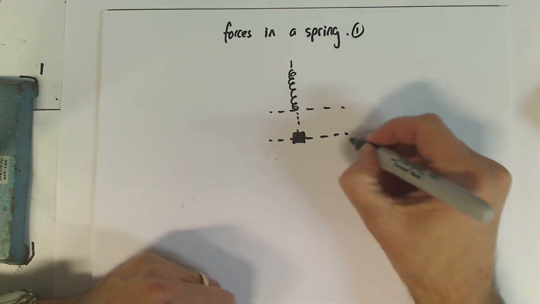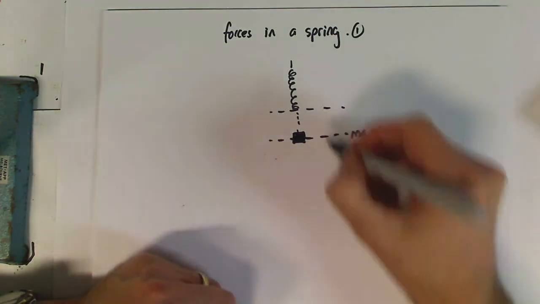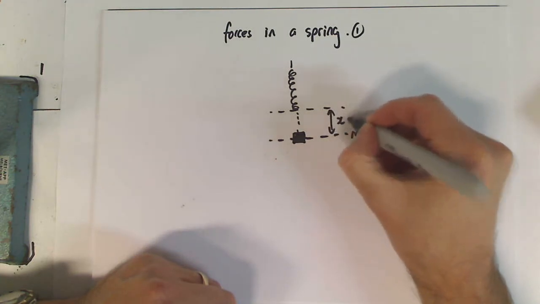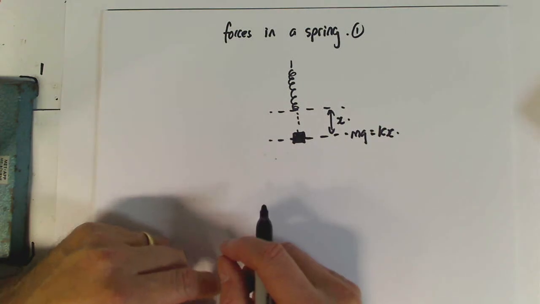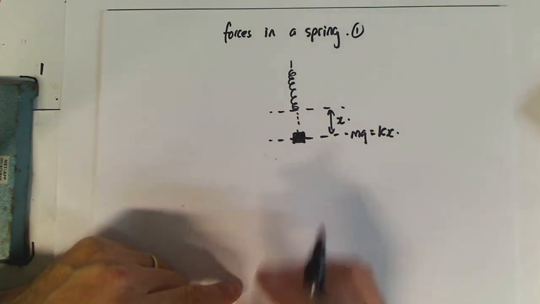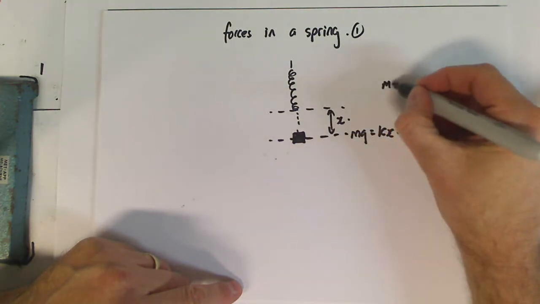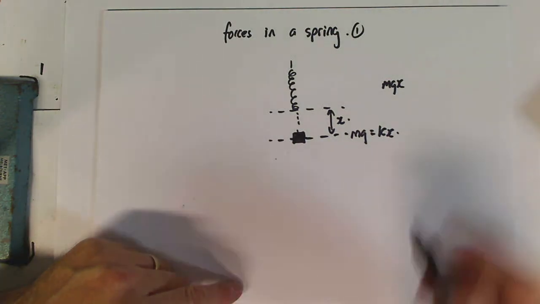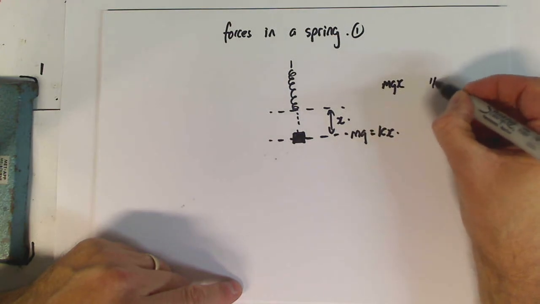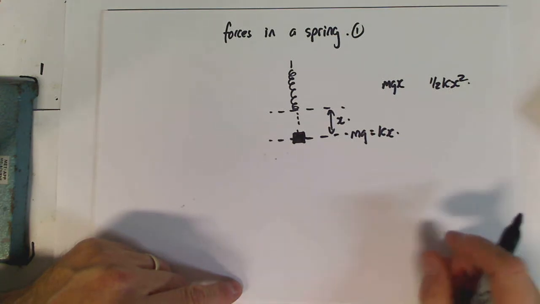So we can say at this point that mg equals kx. Very important to remember that. And we'll call that x, because that was how much it got stretched. Now, one of the points that we've made, and we've made it a few times, is that the gravitational potential energy that's lost here, mgx, can't all be taken up by the spring. The spring can only take up half kx squared.